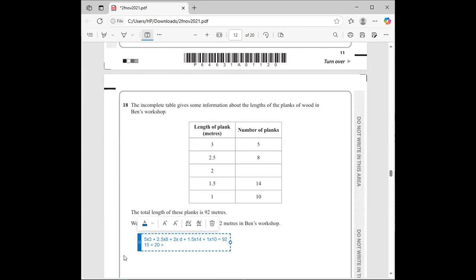And then 2D. So 2 times D is 2D. Let's just put 2D there. Don't worry, we'll come for it later. 1.5 times 14. What would that give us?